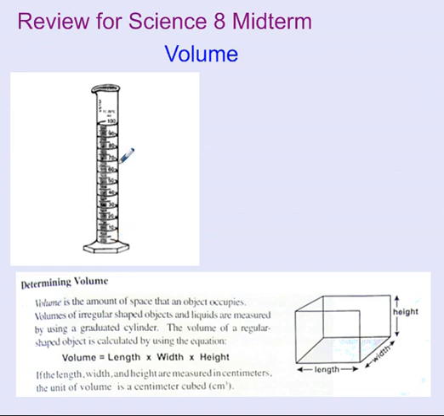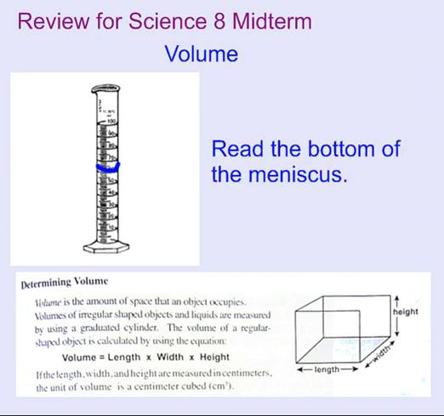Now, when measuring the volume of liquids, you're going to use a graduated cylinder. Just put the liquid into the cylinder. Because of cohesion, the liquid will be pulled up the sides a little bit, making this kind of U shape, which we call a meniscus. Remember to read the bottom of the meniscus.